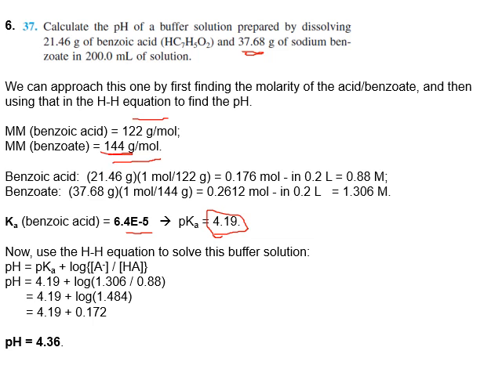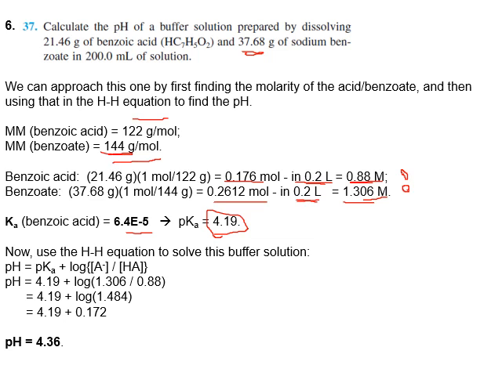And then once we have these two numbers of moles here and here, we divide both of these numbers by 0.2 liters because that was the total volume to get the concentrations. So both of these we have to divide by 0.2 liters. So 0.176 moles divided by 0.2 liters here is 0.88 moles per liter, and then do the same thing here for the benzoate. We had 0.2612 moles, so divide that by 0.2 liters here, and we get 1.306.